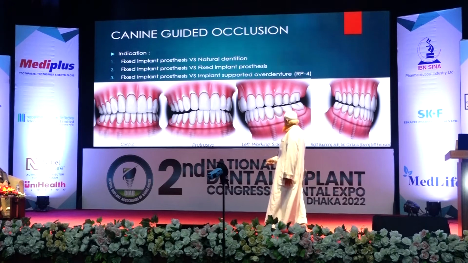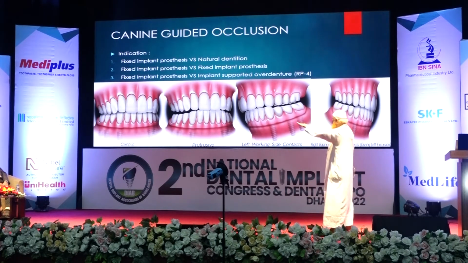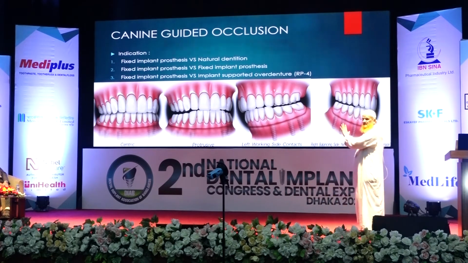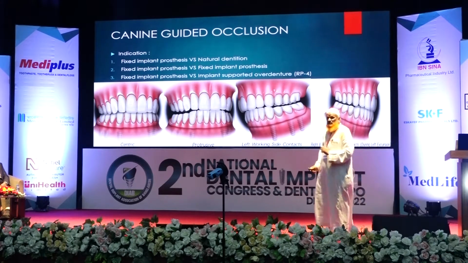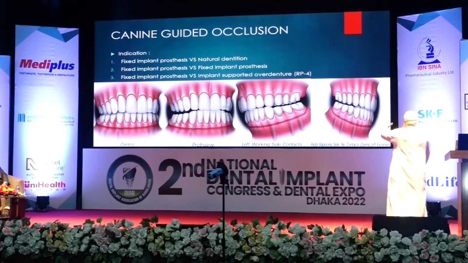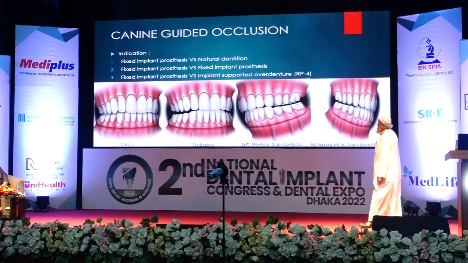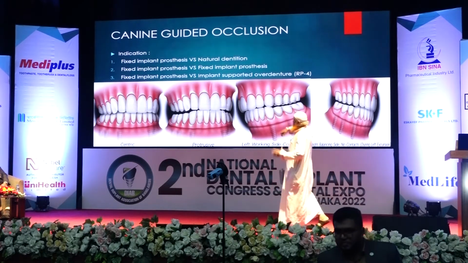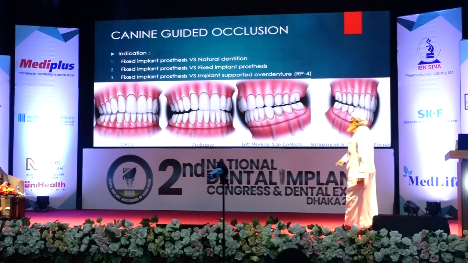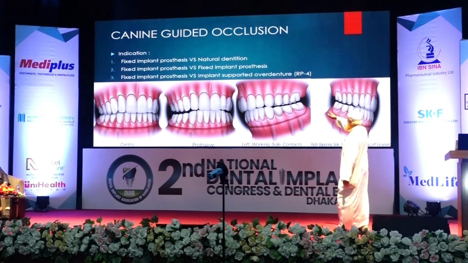Canine guided: I have mentioned that during protrusion only the incisors will come in contact, and there will be a gap. This wedge-shaped gap is called Christensen's phenomenon. On the right side, only the canine contacts, and on the working side there is a gap. So what is the indication? Fixed implant prostheses versus natural dentition. Either upper or lower might be fixed implant versus fixed implant prosthesis, or fixed implant versus implant supported.